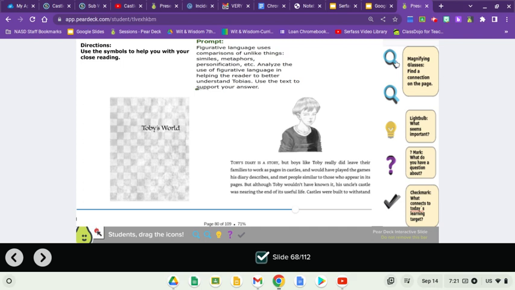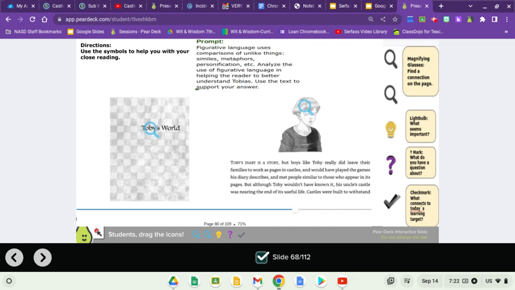Toby's Diary. Well, there's my first connection. I see Toby's World here. I see a picture of Toby there. But boys like Toby really did leave their families to work as pages in castles and would have played the games his diary describes and met people similar to those who appear in its pages.